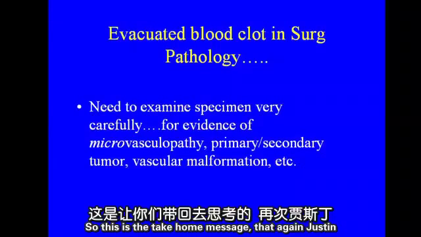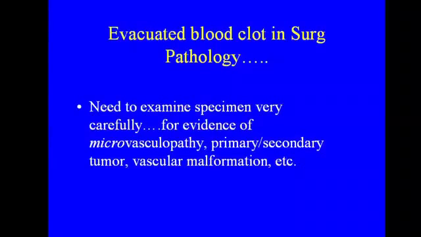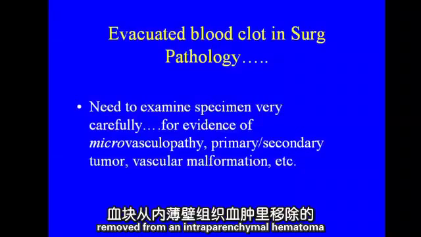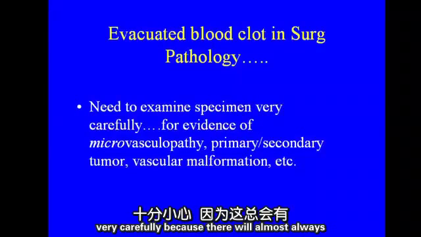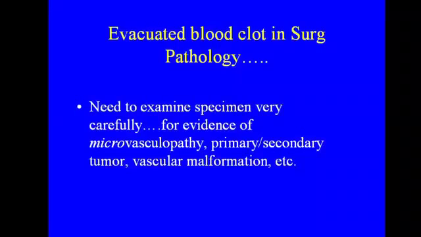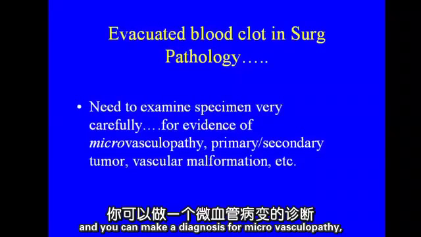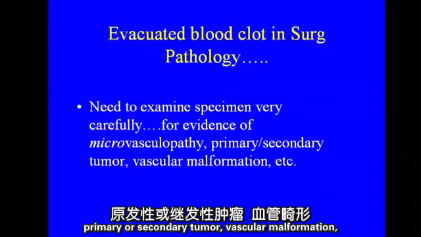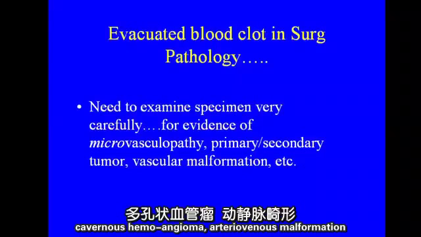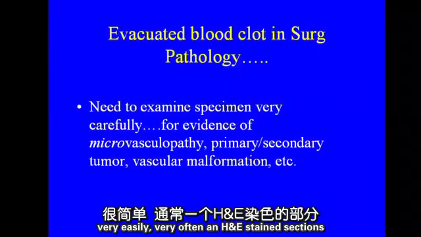So this is the take-home message, which Justin is acutely aware of, but I'm sure you all are too. It's really important to examine blood clot removed from an intraparenchymal hematoma very carefully, because there will almost always be small fragments of brain parenchyma present, and you can make a diagnosis of a microvasculopathy, primary or secondary tumor, vascular malformation, cavernous hemangioma, or arteriovenous malformation, very often on H&E stained sections.